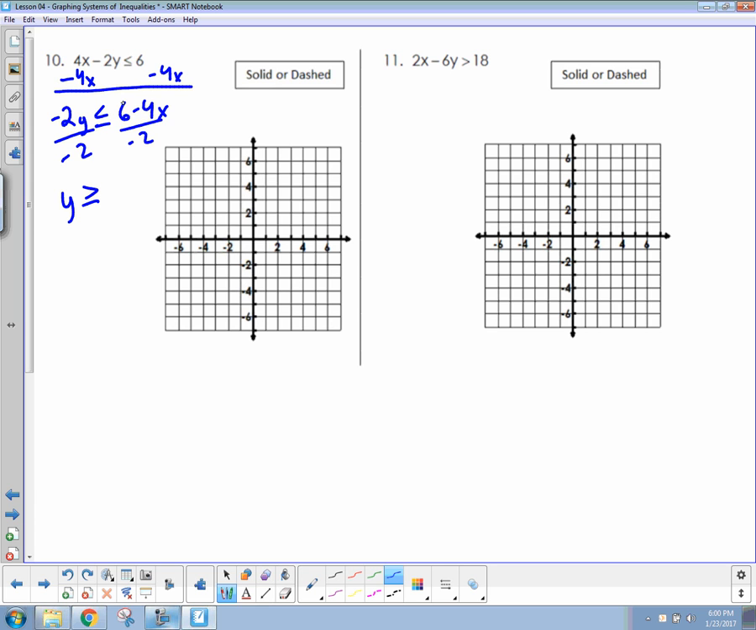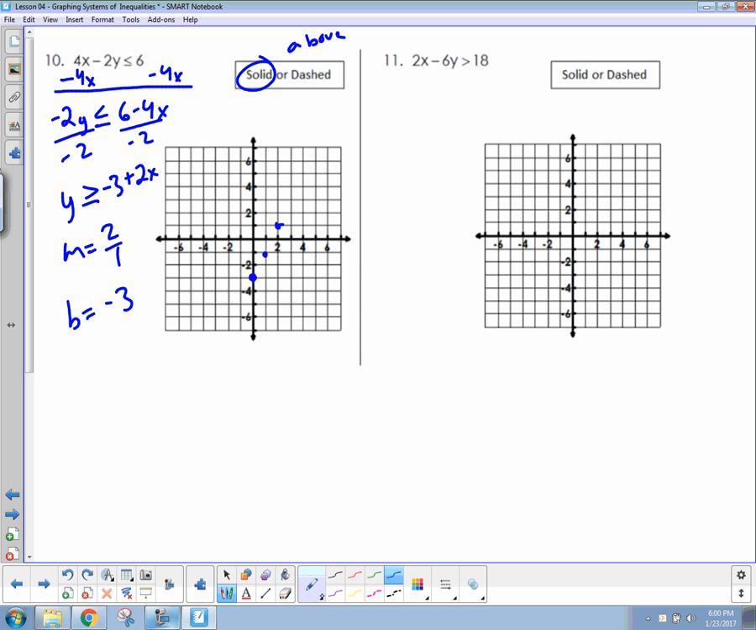So now I have 6 divided by negative 2, which is negative 3. Negative 4 divided by negative 2 is a positive 2. Bring down your x. So my slope is going to be 2 over 1. Y-intercept will be negative 3. Going back to solid and dashed, it's going to be solid because there's a little line there, and it's greater than, so we shade above. So, negative 3, right here, up 2 over 1, 2 over 1.